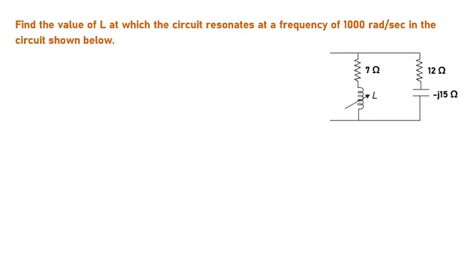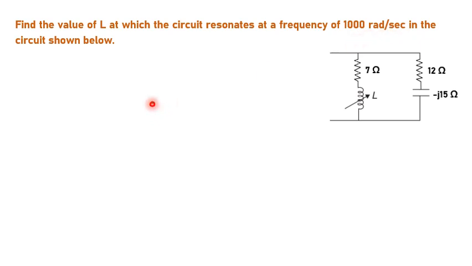Now let us try to solve a problem based on parallel resonance. So consider this RL RC parallel circuit. Here for achieving the resonance condition, we need to find the value of L. So find the value of L at which the circuit resonates at a frequency of 1000 radian per second, where 1000 radian per second means the omega value is given. Sometimes they may give 1000 hertz or kilohertz, in which case it will be FR. Either FR or omega will be given.